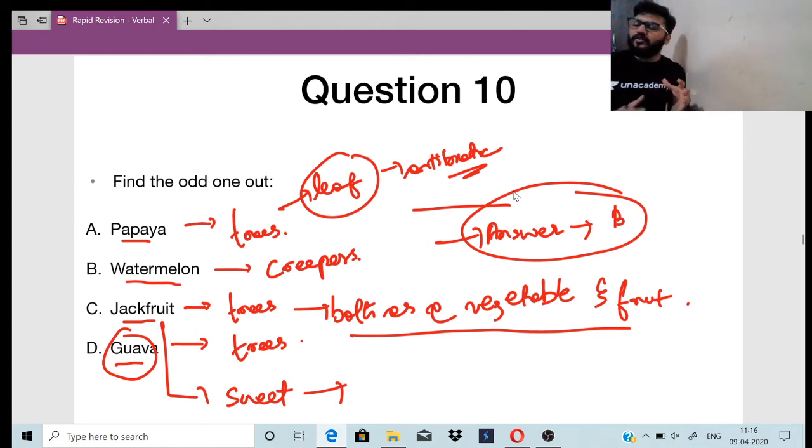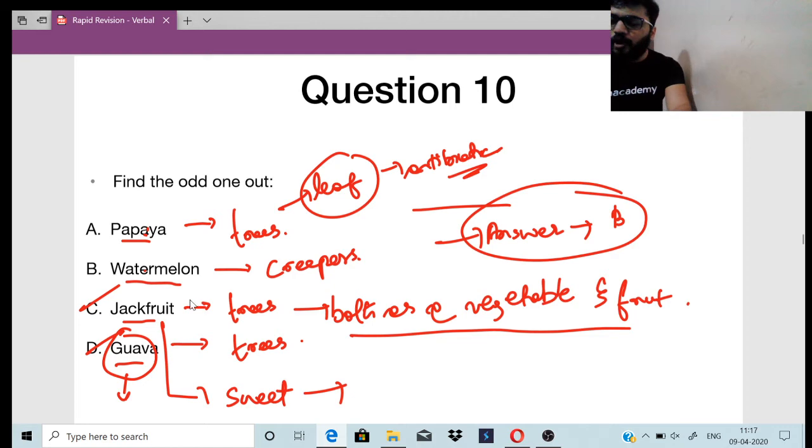Yes. You can go with the size of the seeds. You can tell jackfruit has bigger seeds. Papaya, watermelon and guava have small seeds. So jackfruit has big seeds. That is one true. I can also go with the size. Papaya, watermelon and jackfruit are bigger in size. Guava is very small in size. So I can do that also. I can also go with this. Okay, all these are true.